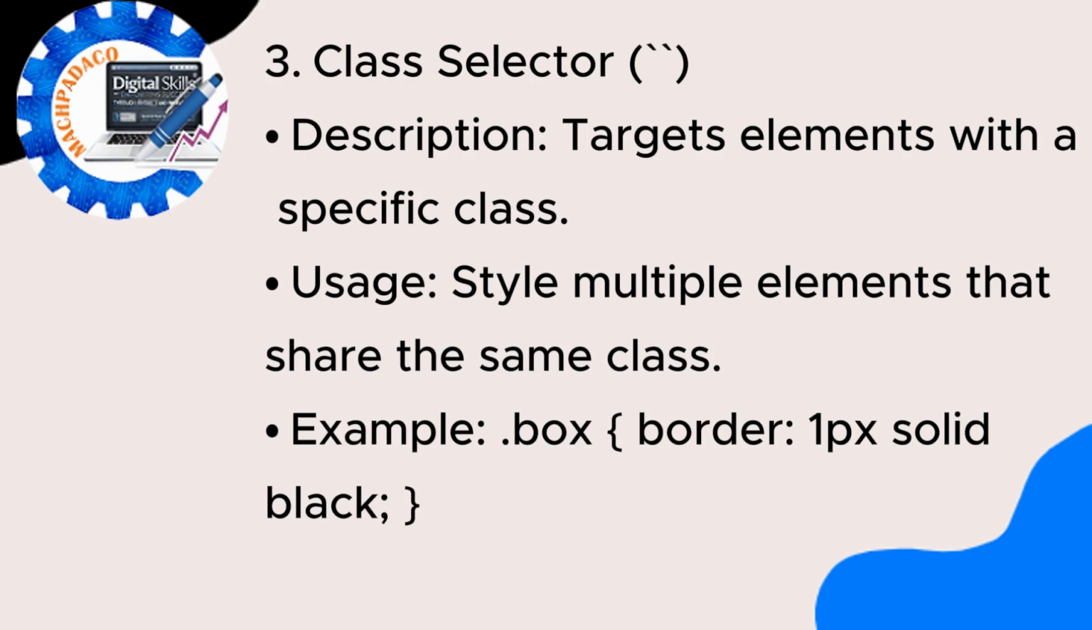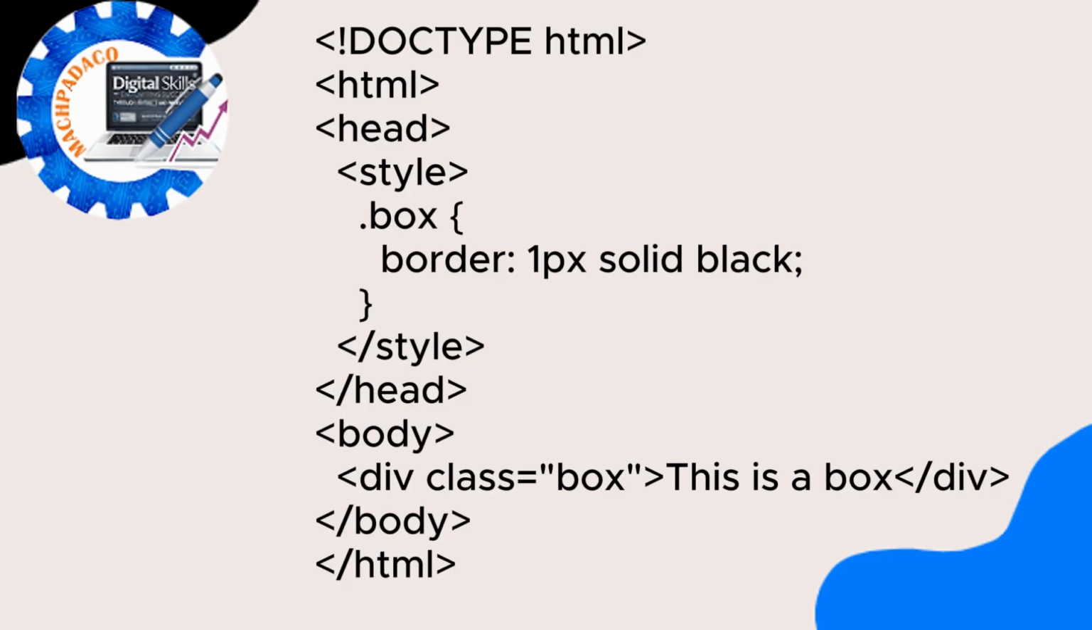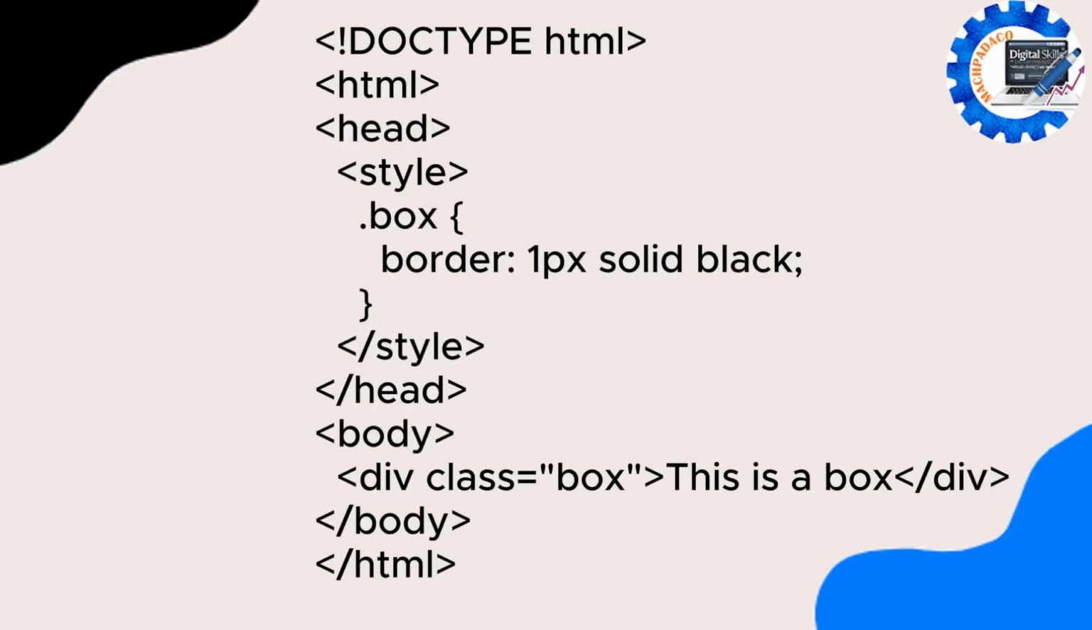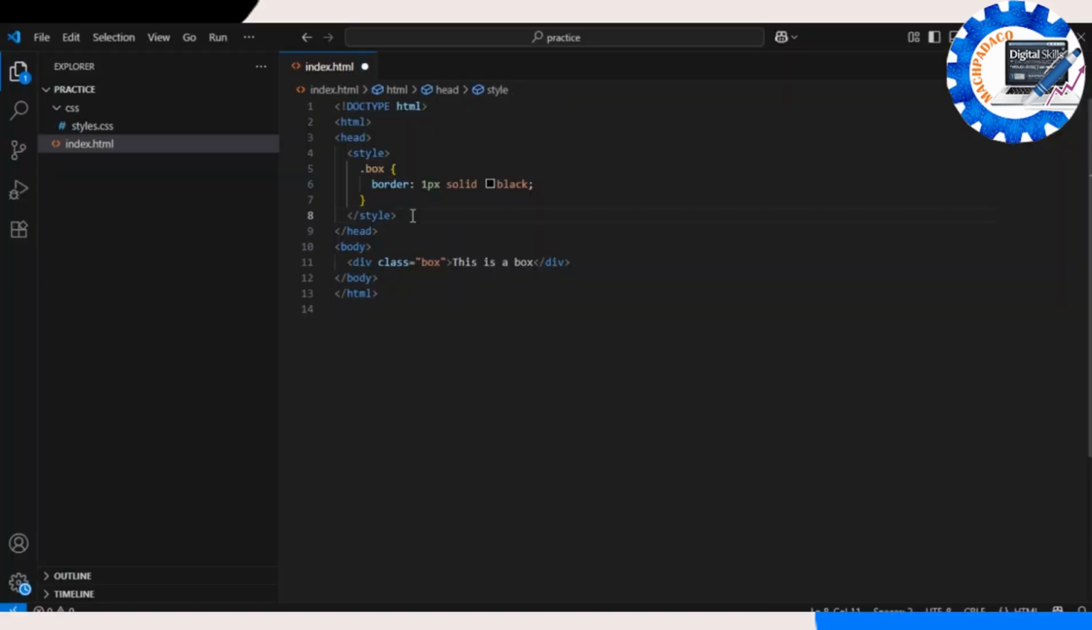Description. This targets elements with a specific class. Usage. It styles multiple elements that share the same class. For example, we have dot box, border: 1px solid black. Then the HTML code is as seen on the screen. Then take note, dot box curly bracket open border is equal to 1px solid black curly bracket close.